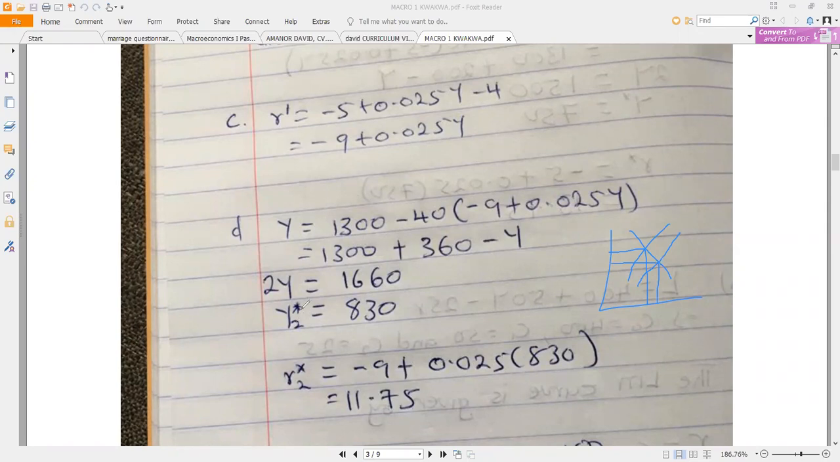Now that we have a new income of 830, if you want the new interest rate, go and put it into the new LM curve. Please don't put it in the old one. You put it here, and we'll have 11.75. The initial one was 13.75. So you see that there's a reduction in the interest rate after the expansionary monetary policy. It's as simple as that.